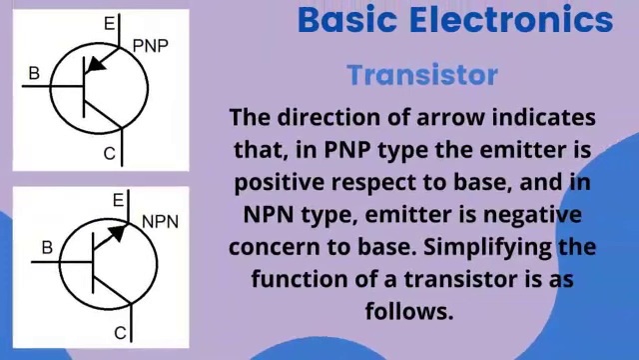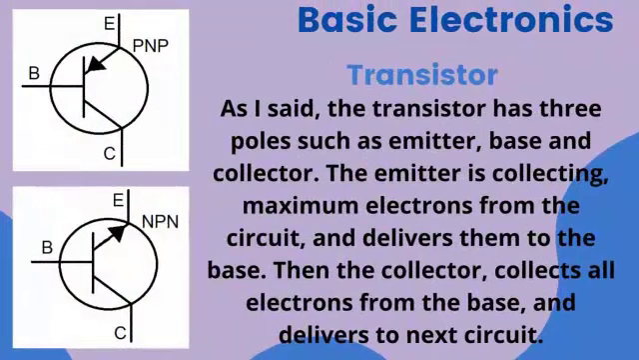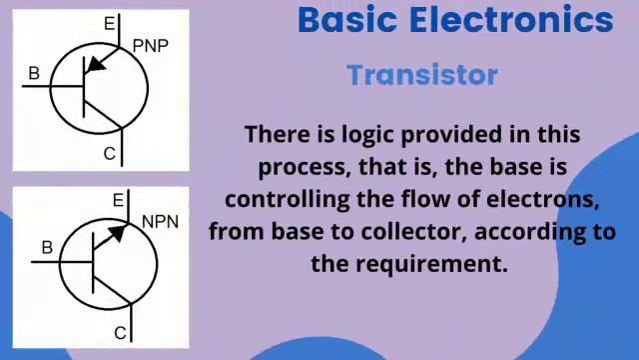Simplifying the function of a transistor is as follows. As I said, the transistor has three poles such as emitter, base and collector. The emitter collects maximum electrons from the circuit and delivers them to the base. Then the collector collects all electrons from the base and delivers them to the next circuit. There is logic provided in this process, that is, the base controls the flow of electrons from emitter to collector, according to the requirement.